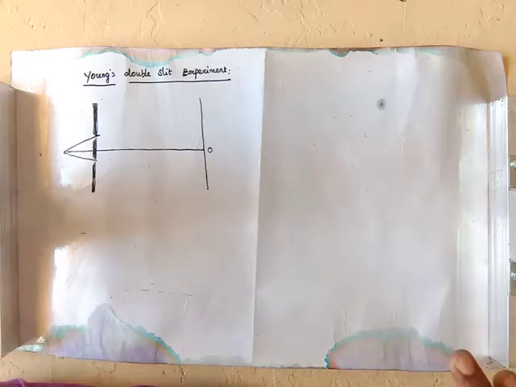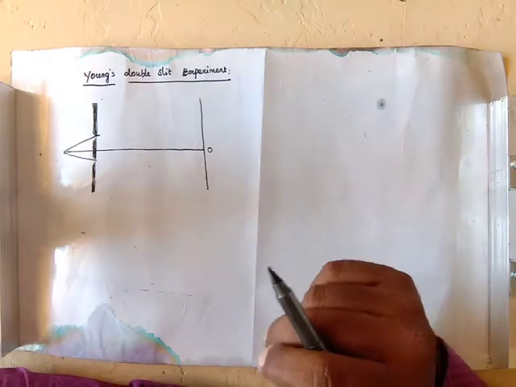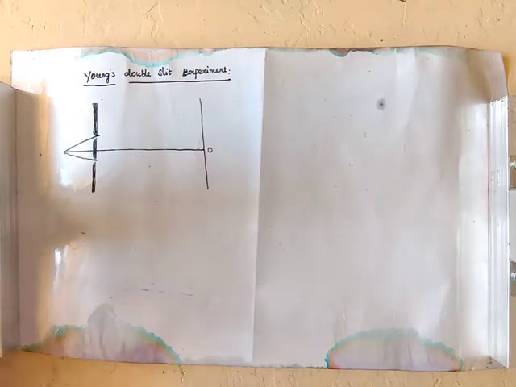Now I am going to teach a very important 5-mark question, that is Young's double slit experiment. I already sent the video for the Young's double slit experiment using a PDF. For the derivation purpose, I am sending this video again to you. It is a very important 5-mark question.